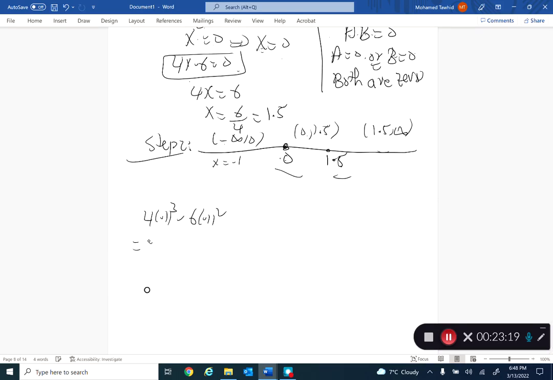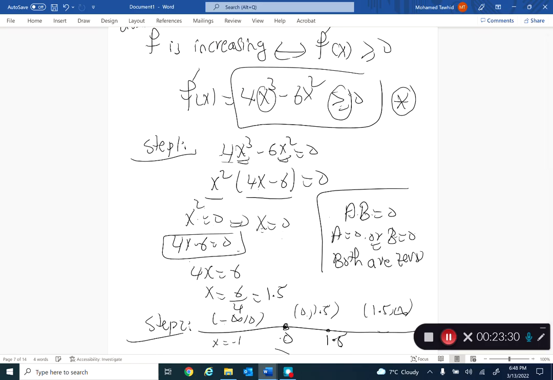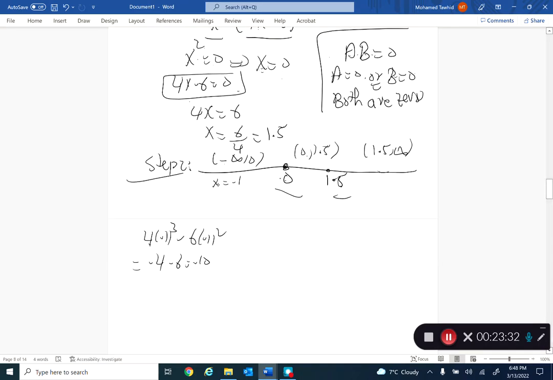If I simplify that, you get negative 4, and here you have negative 6. So you get negative 10. This inequality must be greater than or equal to 0, but when I take x equal to negative 1, the value is negative, which means this interval is not a solution.